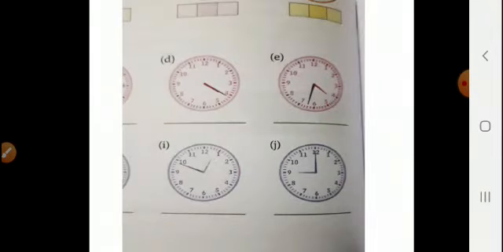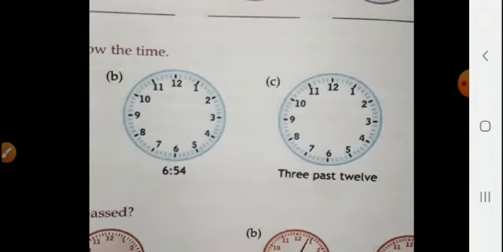D, E, I, J part you can do now. Very simple. In this also you have to do the same work. And still if you are having any confusion, then you can ask me. Now coming towards our next part, that is the third one.